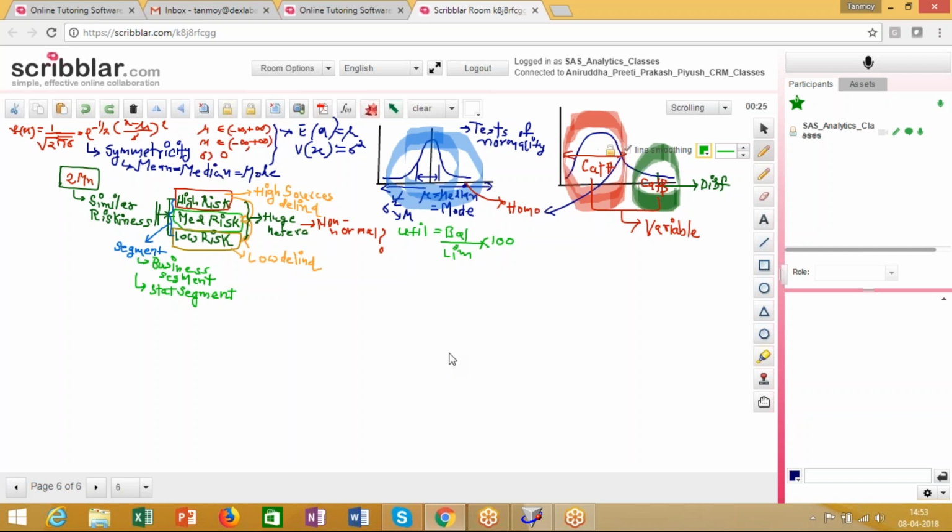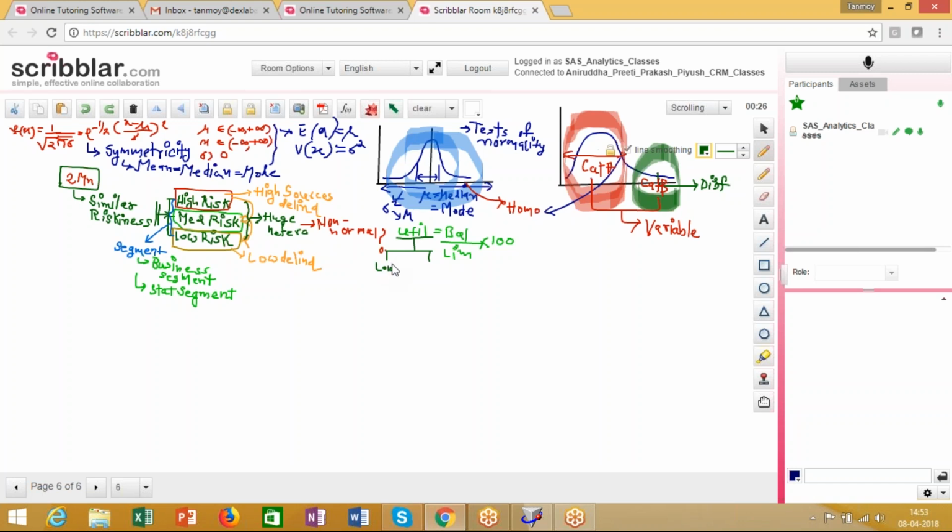So obviously, I have the utilization here as balance by limit into 100, which is the utilization rate, right? The utilization rate for the high risk, low risk, and medium risk borrowers will be very different from each other. So generally it can be seen that the utilization for the high risk borrowers will be very low.